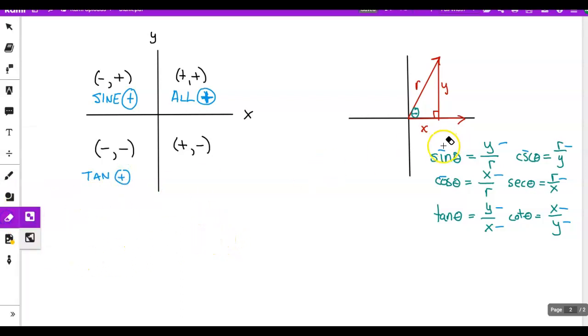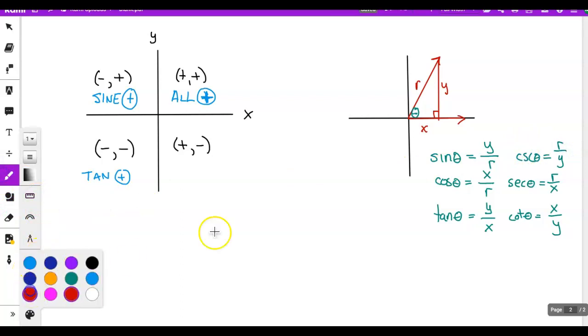And then lastly, in the fourth quadrant, the y coordinate is negative. So if you make all these y's negative, this would be a negative, this would be a negative, this would be a negative, that would be a negative, and this would be a negative. So if you look, it's your cosine that's positive in the fourth quadrant.